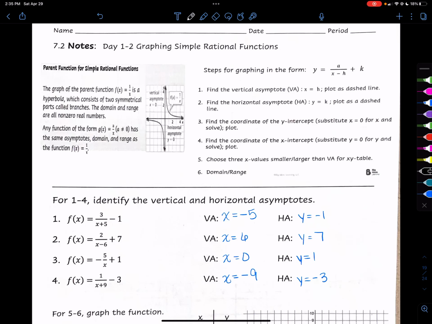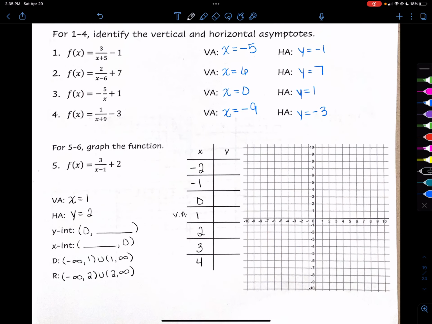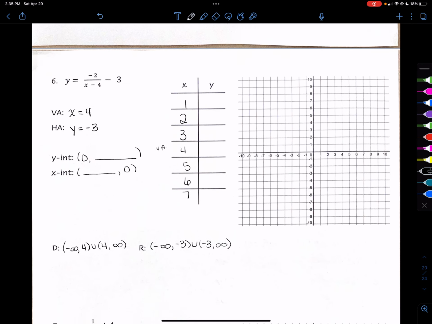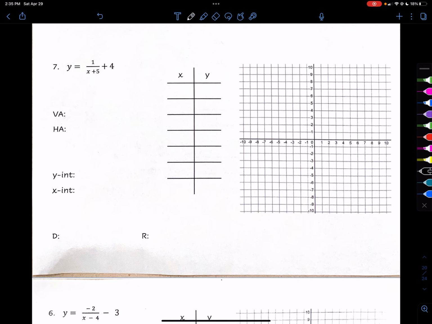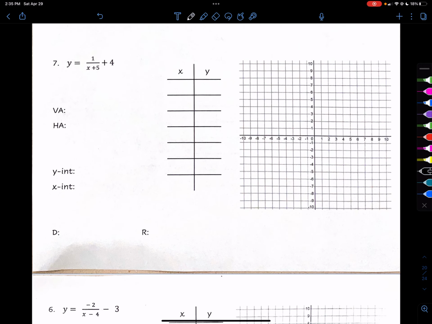Everyone, we're going to go ahead and finish up the 7.2 notes. We did this over 2 days, which would have been Thursday and Friday. On Thursday, we did examples 1 through 6, all the way to creating a table and graphing those. And today we are going to work on example number 7.